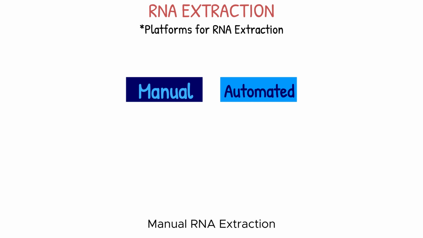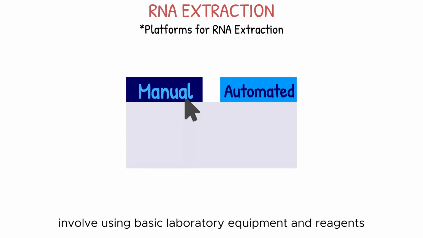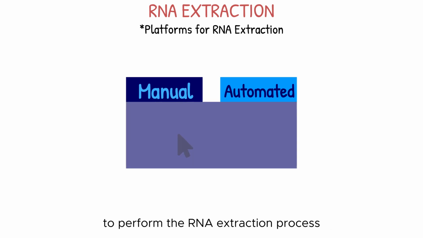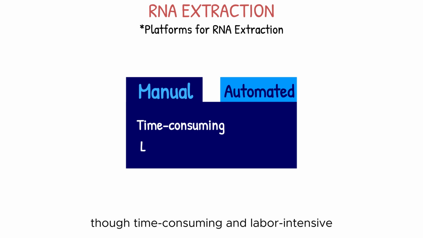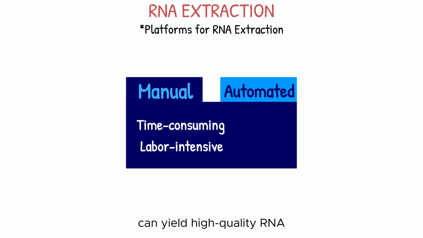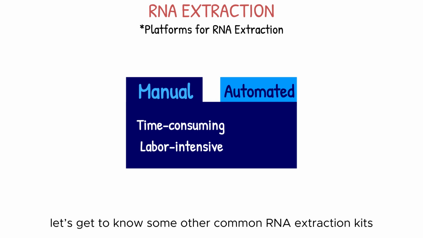Manual RNA extraction. Traditional methods involve using basic laboratory equipment and reagents to perform the RNA extraction process. The phenol chloroform extraction method has been discussed in detail above. This method, though time-consuming and labor-intensive, can yield high-quality RNA. Now, let's get to know some of the other common RNA extraction kits.